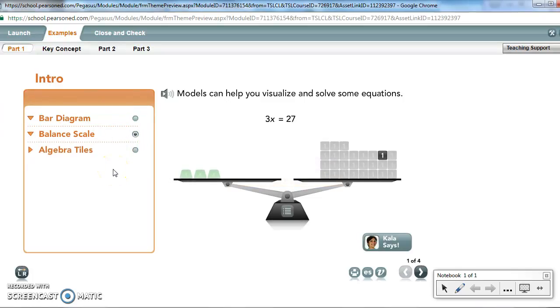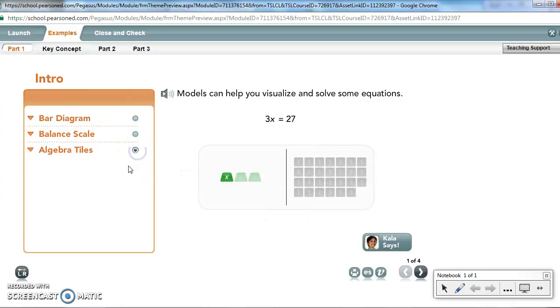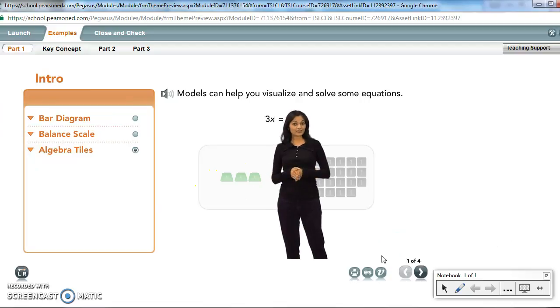The balance scale, just like yesterday: 3x balances when 27 is over here. So we can take x's away, and 1's on each side, to figure out how much 1x is. And algebra tiles, you can also use these tiles to figure out how much x is. This makes me think about the essential question. The model represents an equal relationship. The equation you write represents the same equal relationship. The model and the equation represent each other. Hey, that's pretty cool.